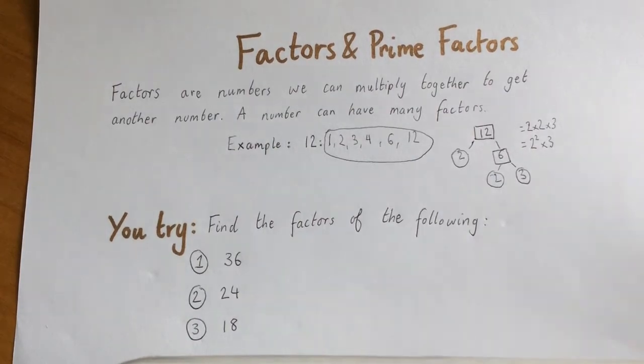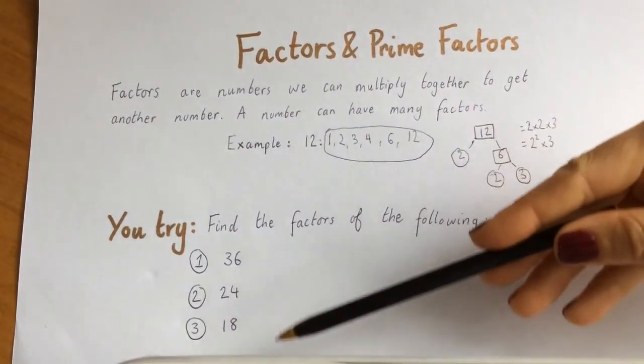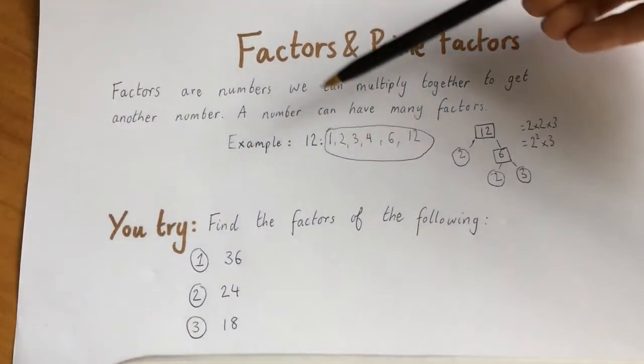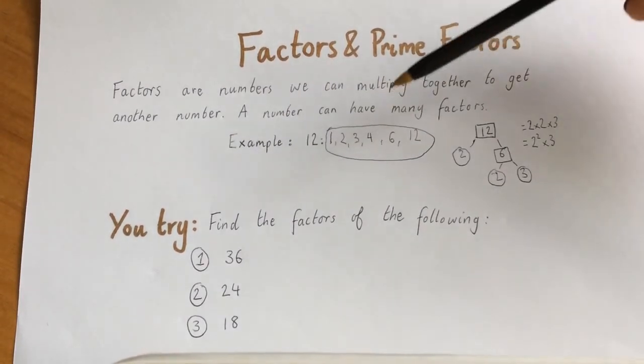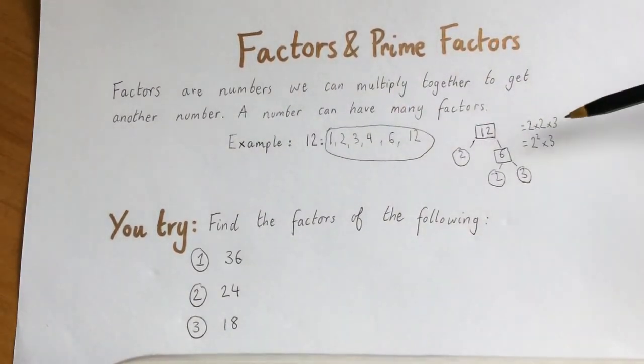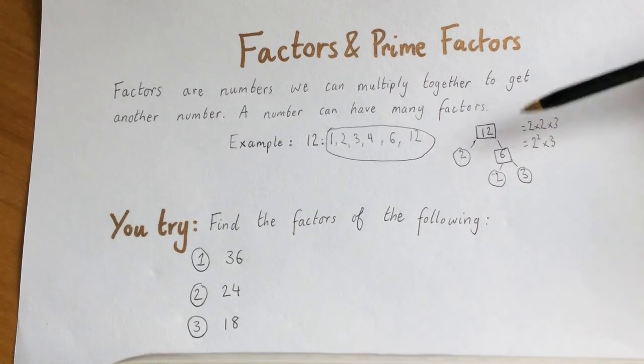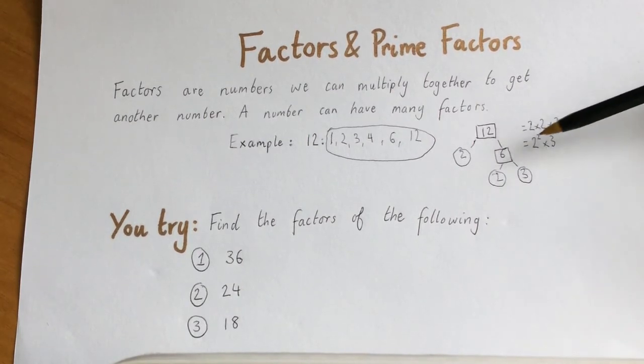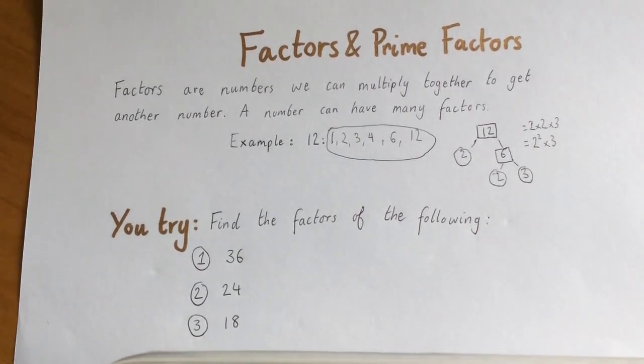Okay, so now I've got these ones here for you guys to try. You can try and find all of the factors of the number, and then please also have a go at finding the prime factors of the number and writing it in this simplified version here. Remember to show your working out.